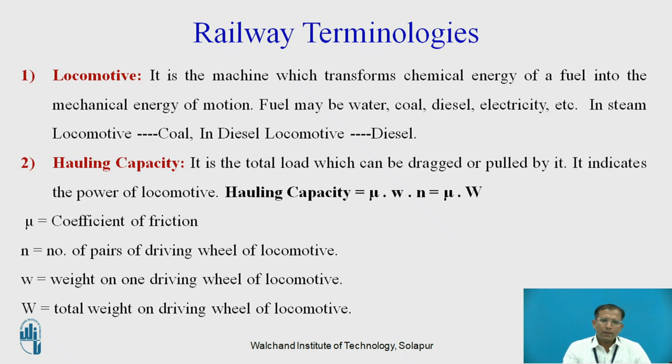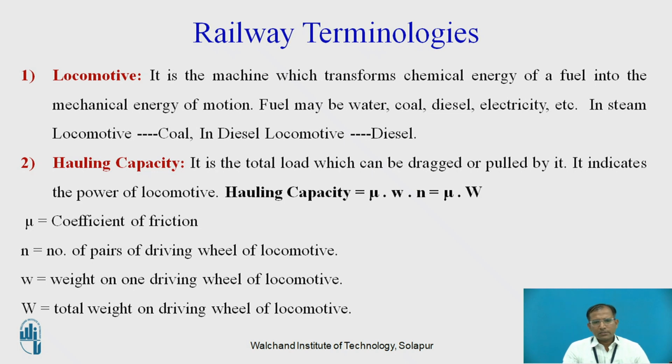Locomotive is nothing but the engine. It's a machine which transfers the chemical energy of fuel into mechanical energy of motion. So it may be water, coal, diesel, or electricity. If you are using diesel, it's a diesel locomotive, or an electric locomotive, or a steam locomotive. Now in Indian Railways, usually we use diesel and electric locomotives. In earlier days, we used steam locomotives.